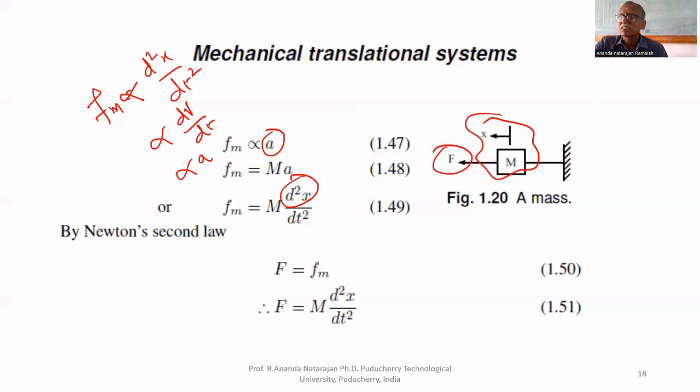Why is acceleration maximum? What is acceleration? Rate of change of velocity. Earlier it goes in this direction. After that it has to come in this direction. The direction is changed. That's why the rate of change of velocity is maximum.